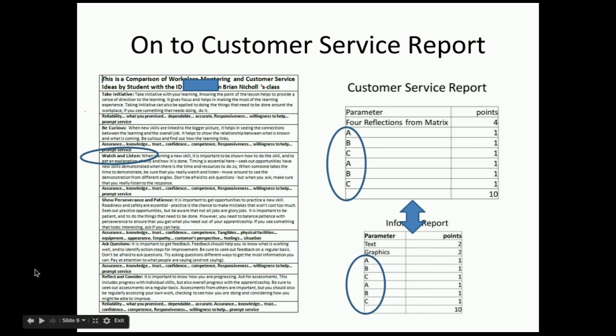So, we start with the endorsement package and we end up with the customer service report after doing the informal report. I think it's all here.